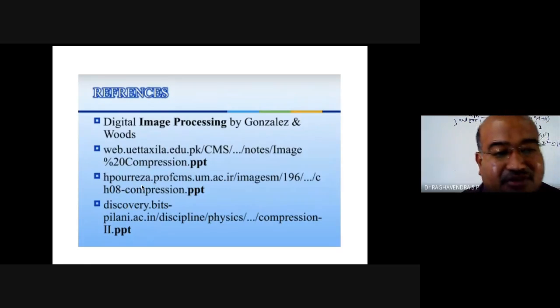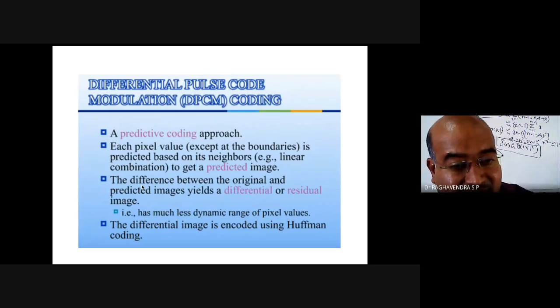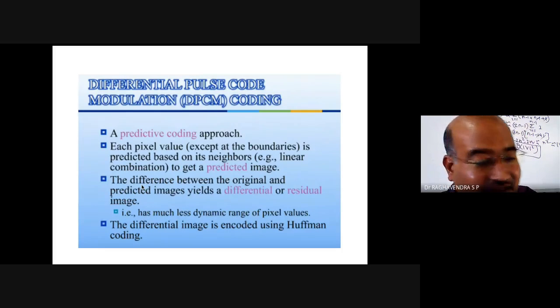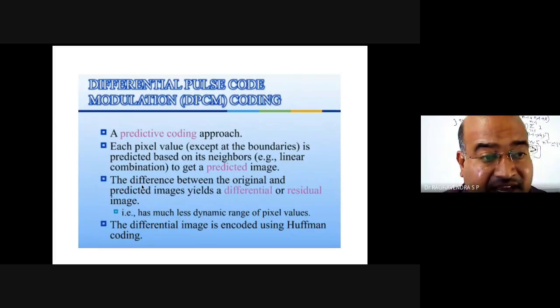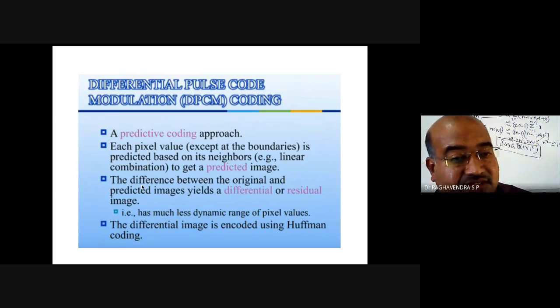So this is all about the references. I have collected something. So shall we discuss a problem on LZW coding, or if it's enough, I will stop here. Dear students, shall we continue? Shall we solve a problem, or shall we stop here?